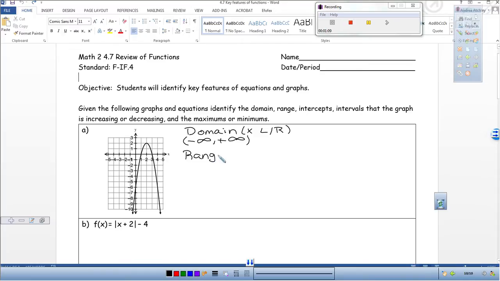The range will change. We're going to start with how low can this go? How low will this graph go? Negative infinity. The highest it will go is to that 2. And since it can equal that 2, we put it in brackets.